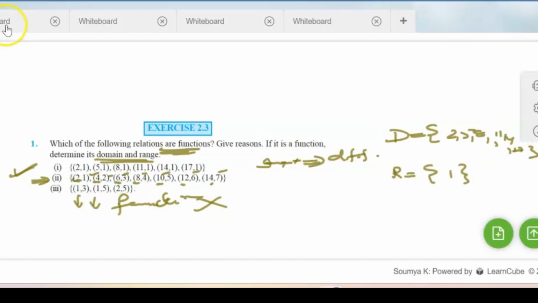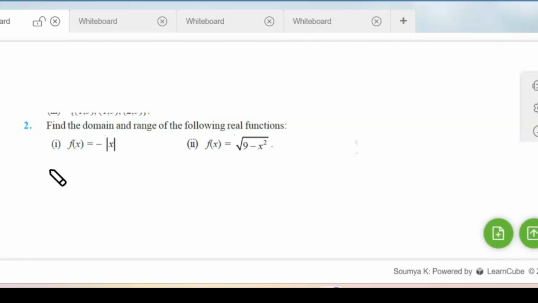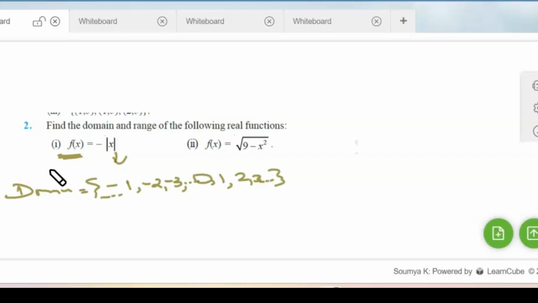Let's move on to the second question. Find the domain and range of the following real functions. So you can see here, this is f of x, or the range, and the domain is the value x. For real values, you have to find the domain. So the domain would be x, and real values means it can be all the positive and negative values. You can take any values like this. And the range will be the negative of those values you have inputted.